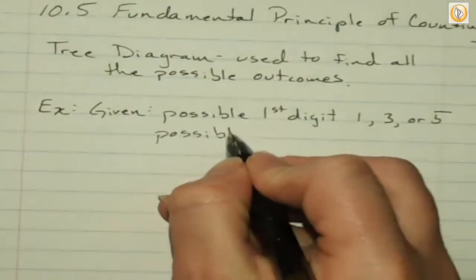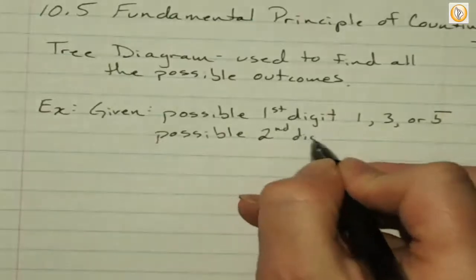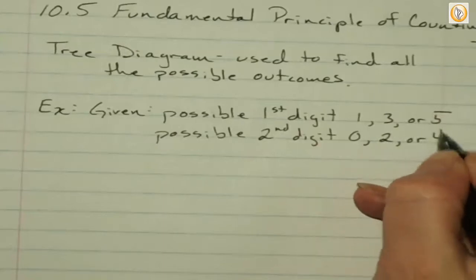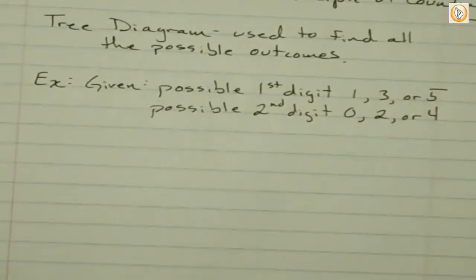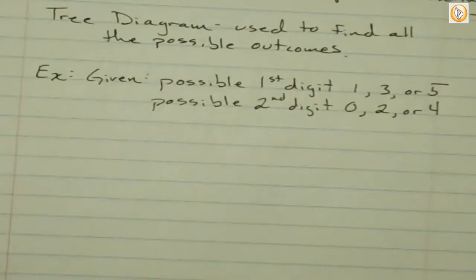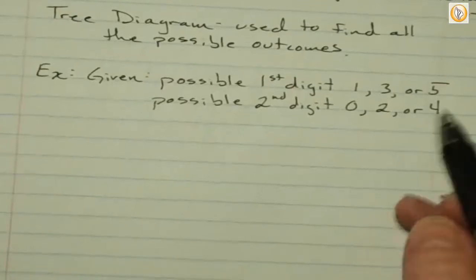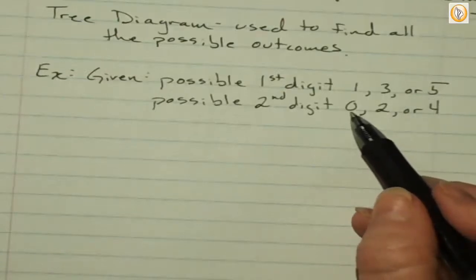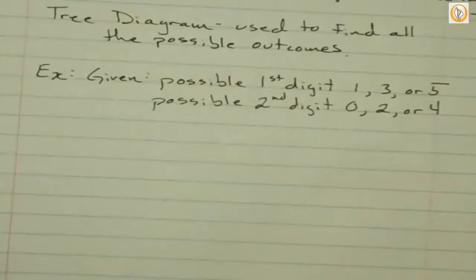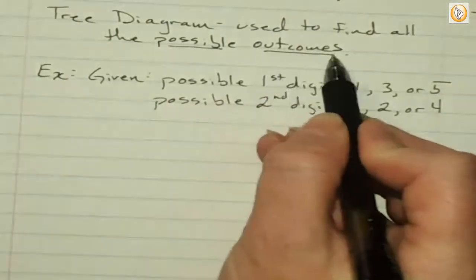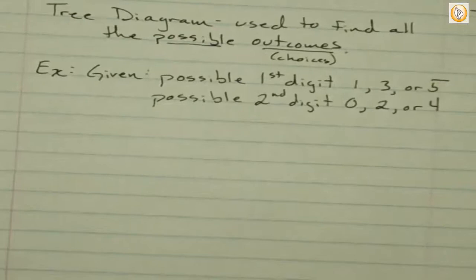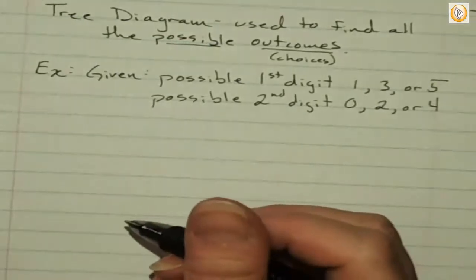The possible second digit number is 0, 2, or 4. You know, like if you were doing a code or a password or something like that. Let's say it's a 2-digit password, and you could choose only 1, 3, or 5 for the first digit, and for the second digit, it's going to be 0, 2, or 4. So the question is, how many possible outcomes or choices can you have? Let's use a tree diagram first to figure this out.